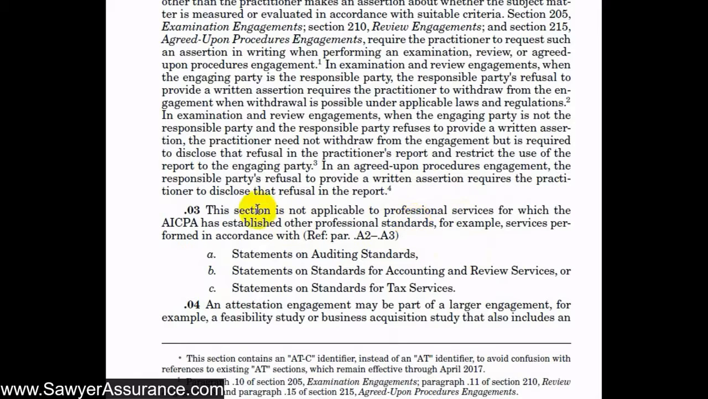Also, we see here that this section on attestation engagement is not applicable to other AICPA types of engagements. So, for instance, statements on auditing standards, statements on standards for accounting and review services, or statements on standards for tax services. So these types of services are more in line with providing assurance over entire financial statements in line with a financial reporting framework. Whereas we specify here in the attestation standards, we're providing assurance over an assertion over a subject matter.